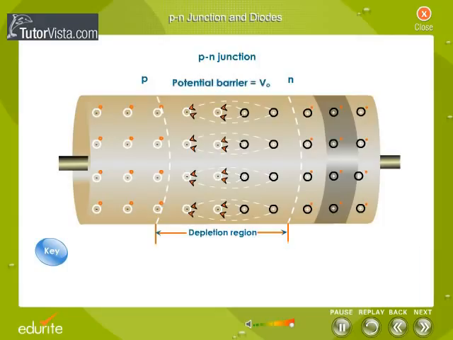From the figure, you can clearly see that the potential barrier V0 that is set up gives rise to an electric field that prevents the respective majority carriers from crossing the barrier region.